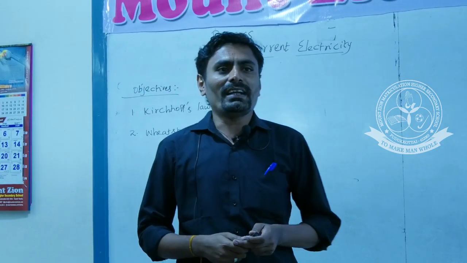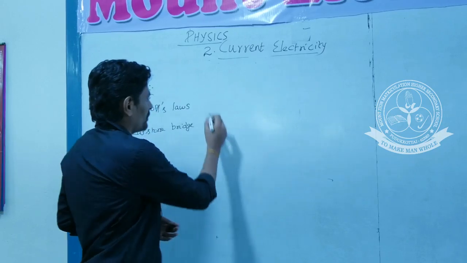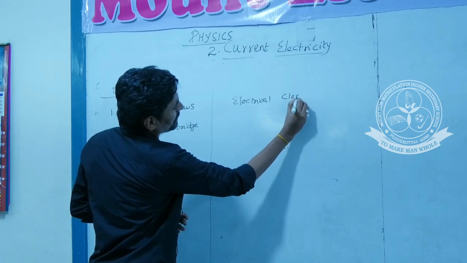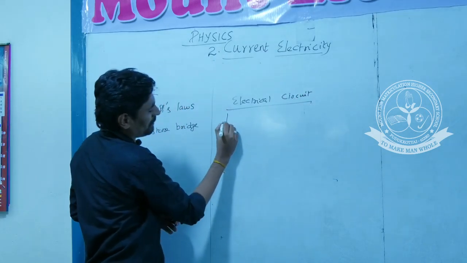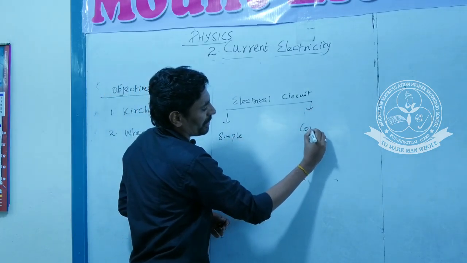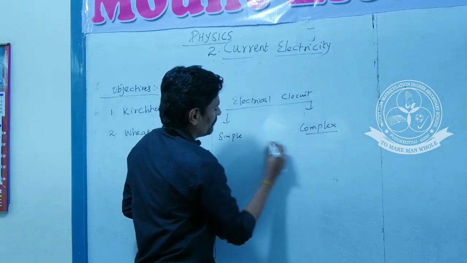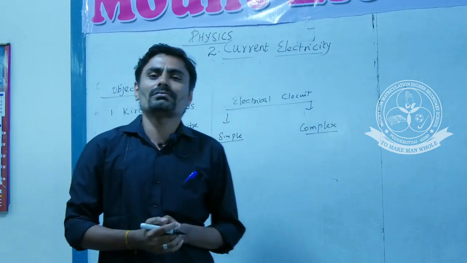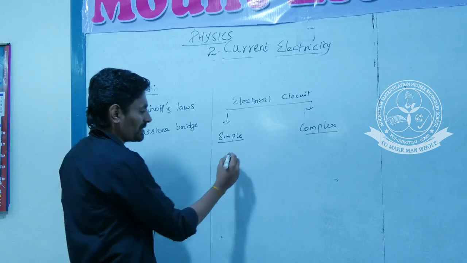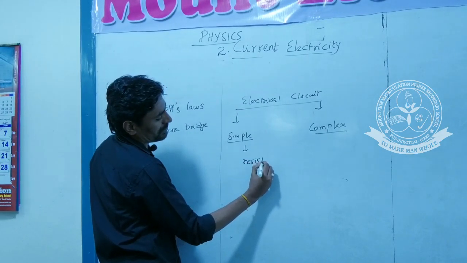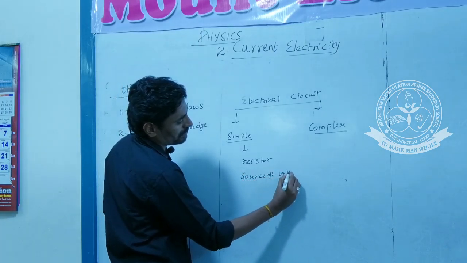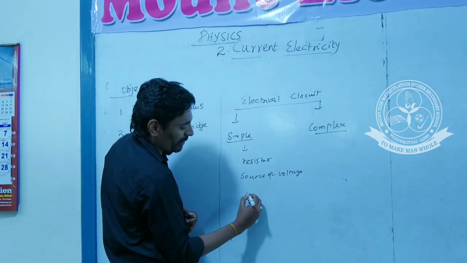So basically, an electrical circuit has two types. One is the simple circuit, and another one is called the complex circuit. So what is meant by a simple circuit? A simple circuit contains three components. First one is a resistor, another one is a source of voltage, and the third one is a conducting path.